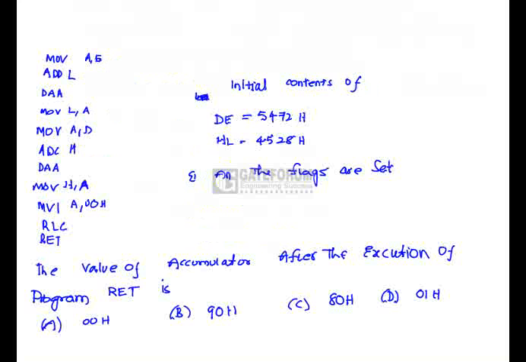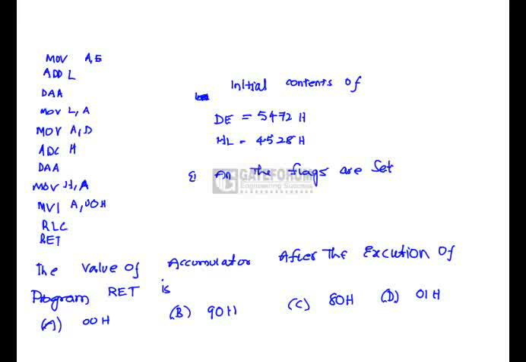The initial contents of DE and HL pair are given as 5472H and 4528H respectively, and all the flags are set initially. For the following program, we have to answer the following questions. The value of the accumulator after the execution of the program, RET. So we have to find out the accumulator content after the execution of the program.